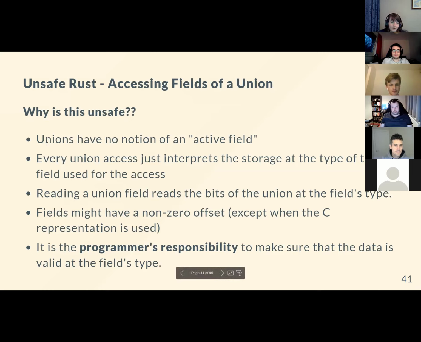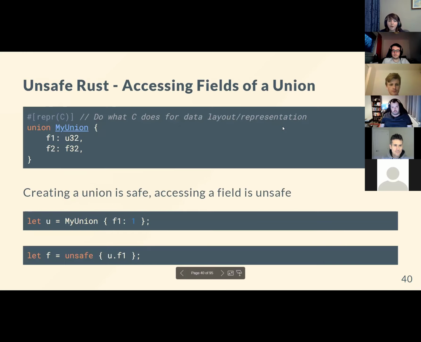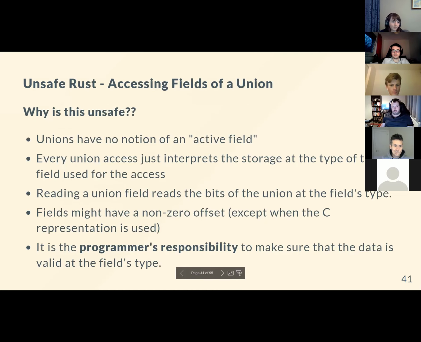So as mentioned, unions don't have a notion of an active field, which means you don't know at this point, if you try and use U, there's nothing left in your union that tells you that only F1 is in use. Maybe you created it with F2 instead, and once you try and access the fields, there's absolutely no information to tell you that. Which means that every union access just reinterprets the bits using the type that you've said is in there.